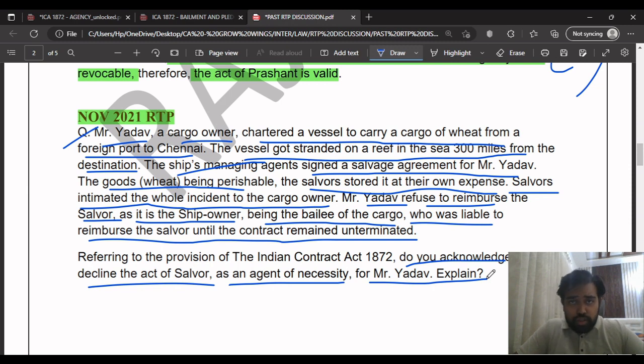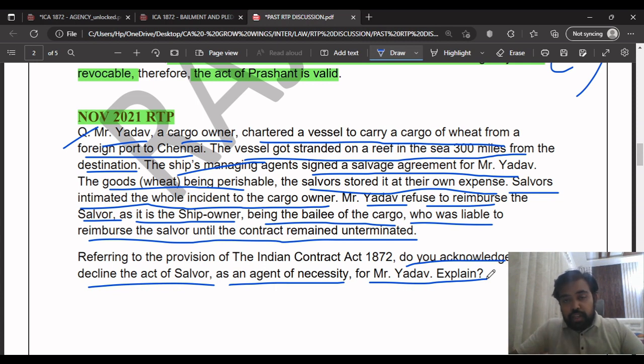So I read the question. Now you wouldn't have understood. In this, there is a person called Mr. Yadav who is a cargo owner. He chartered a vessel to deliver the goods, a cargo of wheat, from a foreign port to Chennai. But while the ship was coming, the vessel got stranded. It got stuck on one of the reefs in the sea.